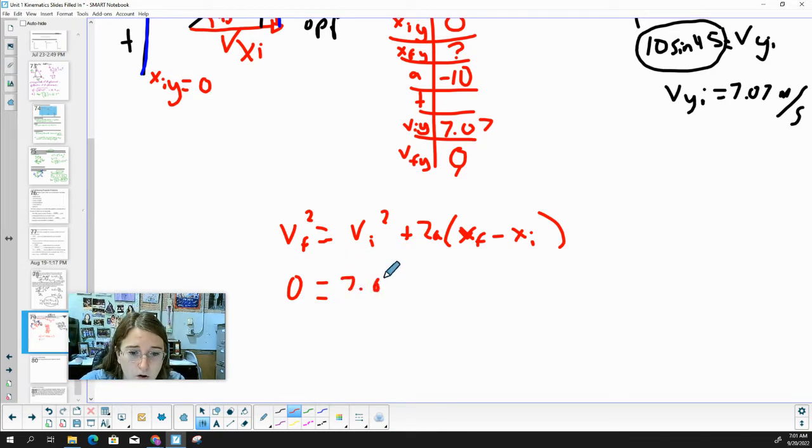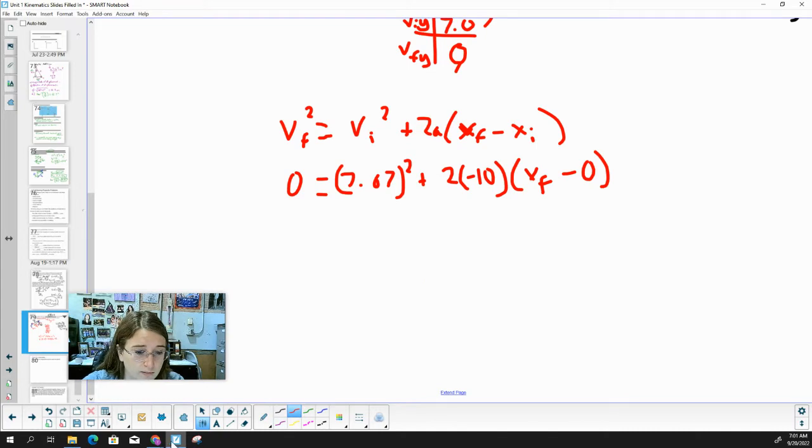I've got 7.07 squared plus 2 times, this needs to be a negative 10. If it's not, it's going to screw things up. I'm looking for x final minus my initial position is 0. So let's do a little math here.